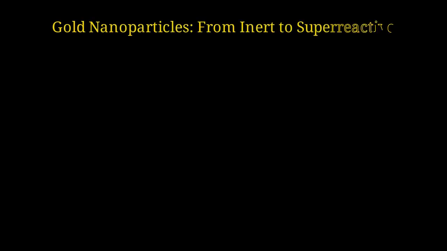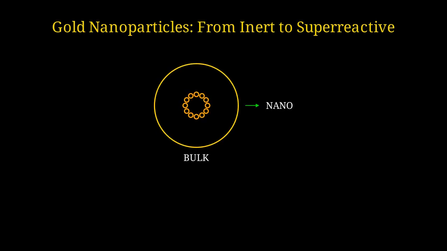Discover how shrinking gold to nanoscale transforms it from chemically inert to a powerful catalyst. When we shrink gold from bulk size to nanoscale, something remarkable happens. It transforms from being chemically lazy to incredibly reactive. Let's explore the fundamental question. Why does making something smaller change its chemical behavior?